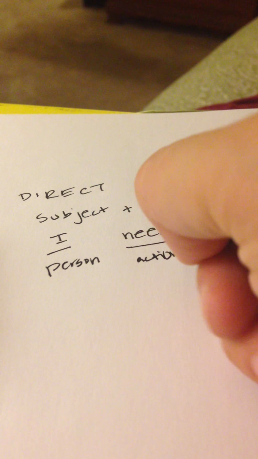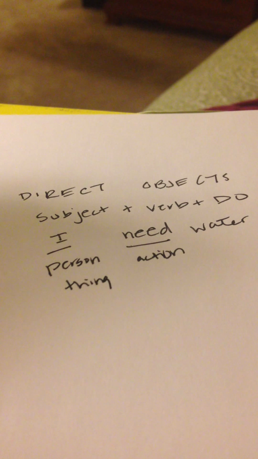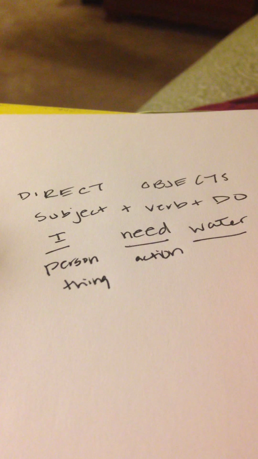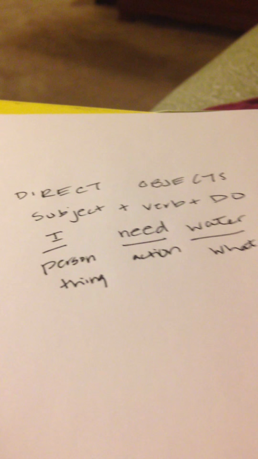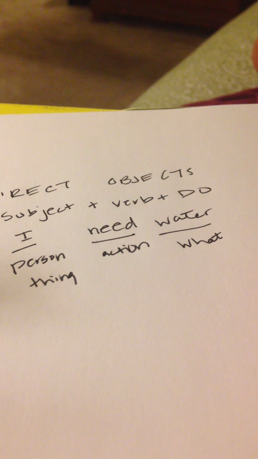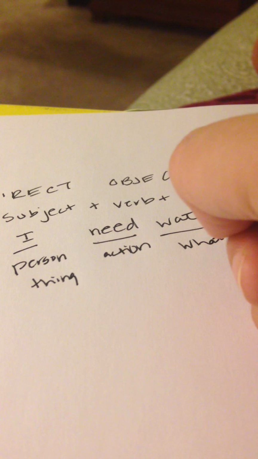So I say that the subject again is like the person, the verb is the action, and remember the subject could be like a thing, but in this case there's going to be people a lot of the time. And then the water is considered the what of the sentence. For example, I need what? I need water.